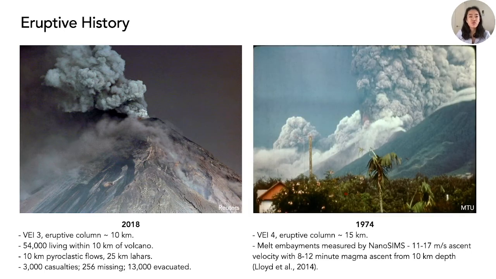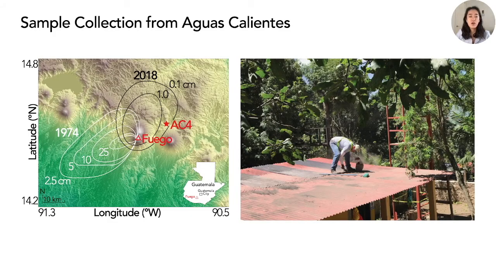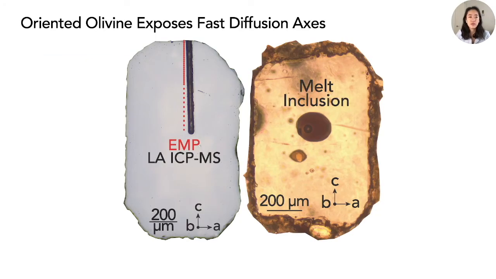We also consider the 2018 eruption in this larger eruptive context by comparing it to the more explosive 1974 VEI-4 eruption, which has been well studied with quantified volatiles and decompression rates. Our ash and lapilli samples for this study were collected off rooftops from the town of Aguas Calientes in the week following the eruption by our collaborators.